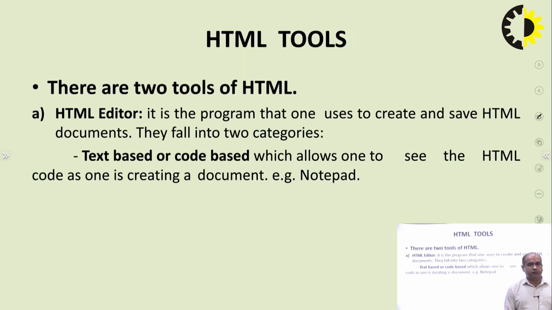So the HTML tools that will be used for creating or viewing web documents. There are basically two tools. First is the HTML editor. An HTML editor is a program that one uses to create and save HTML documents. They fall into two categories. First is text based or code based, which allows one to see the HTML code as one is creating a document. That can be Notepad, or in the code based case it can be Dreamweaver.